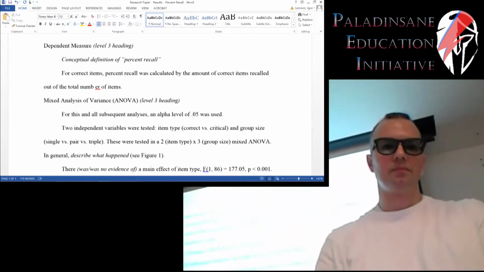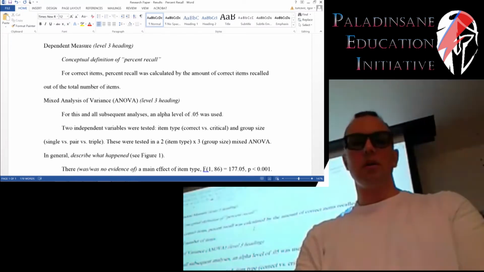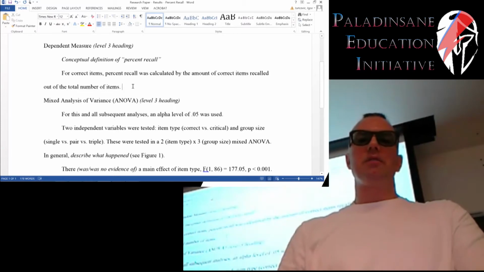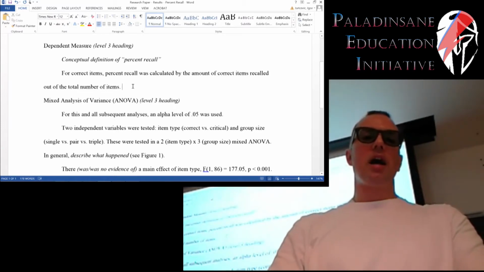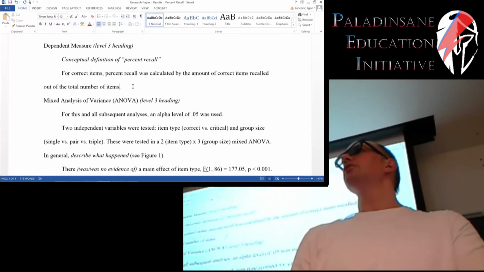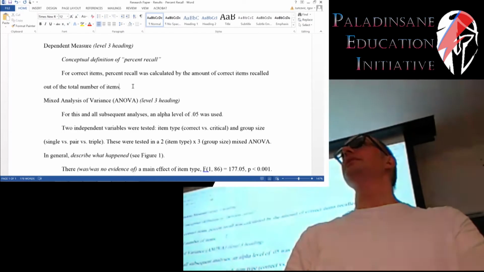Oh, okay. Oh, you're saying users. Okay. So yeah, percent recall was calculated by the amount of correct items recalled out of the total number of items. Anything else we need to add to that? Or does that seem true?